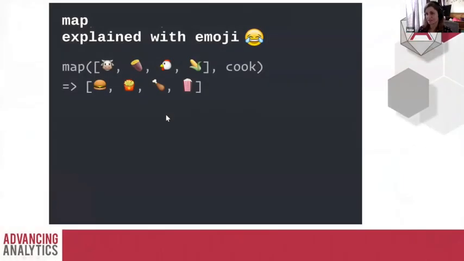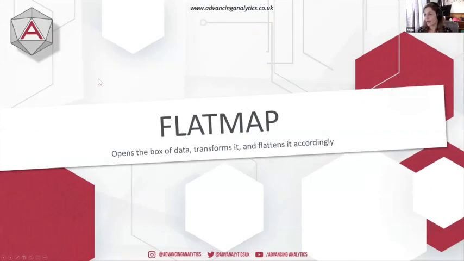So if that still doesn't make sense to you, that's perfectly fine. I've got map explained with emojis here. In simplified form, map: you've got a cow there, a potato, a chicken, some sweet corn, you're going to cook it. And the result is a burger, some chips, chicken egg, and some popcorn. And flatMap basically opens the box of data, transforms it, and flattens it, so stamps on it.